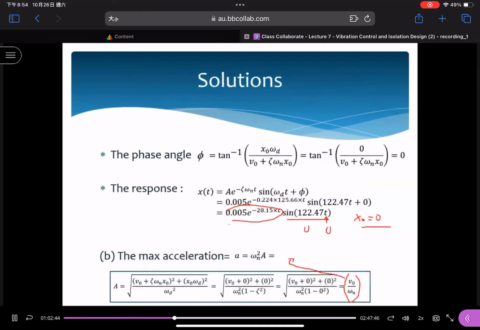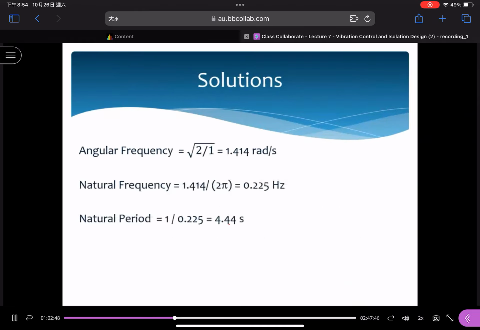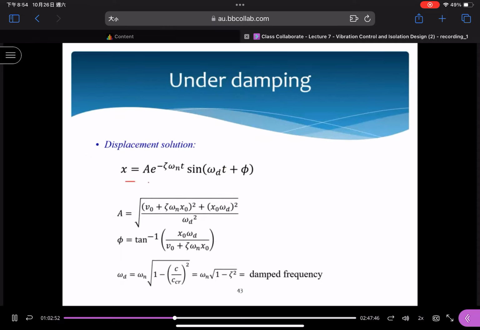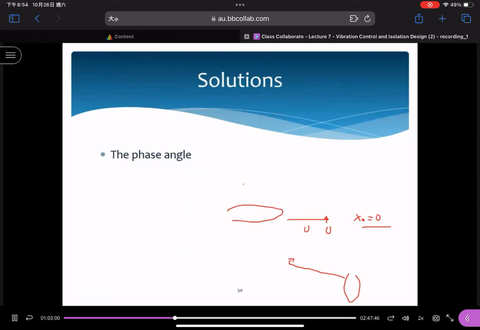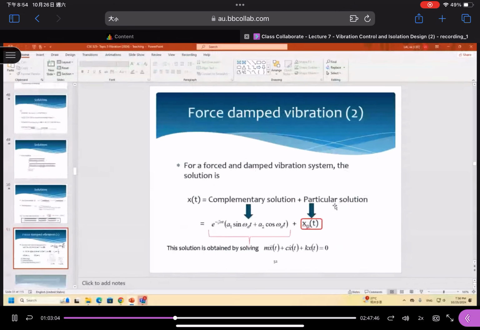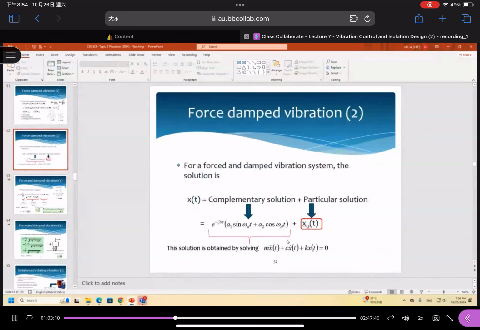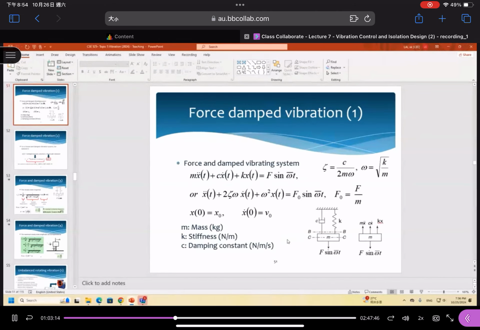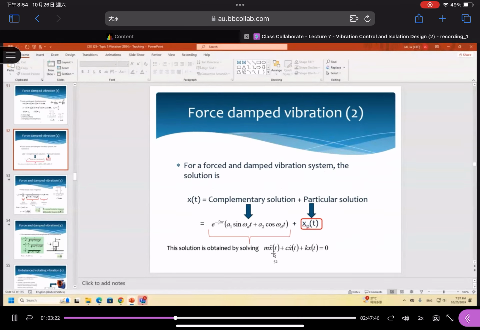For the first part, this is similar to this one. Why do we have two parts? Because to solve this problem mathematically, we need to consider the procedure like this. We first consider that there is no force term on the right-hand side, and we get the first solution. If we consider there is a term on the right-hand side, we need to consider the particular solution.